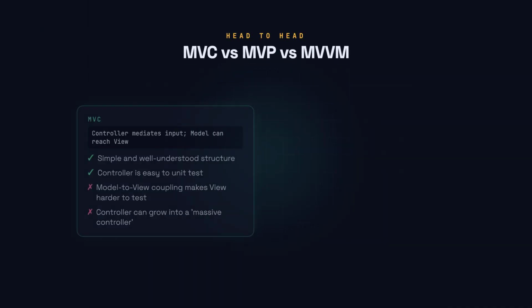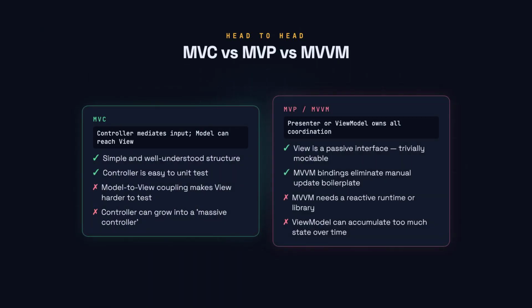The sharpest difference is coupling. In MVC, the model is allowed to notify the view directly, which keeps the controller slim, but ties the view to the model's event system. That makes the view harder to test in isolation. MVP breaks that link by routing every interaction through the presenter, so the view becomes a plain interface you can mock in a unit test with 2 lines of code. MVVM takes it one step further and removes the manual notification calls entirely through data binding, but that convenience requires a reactive runtime, something like RxJS, Angular, or Vue to be in place.